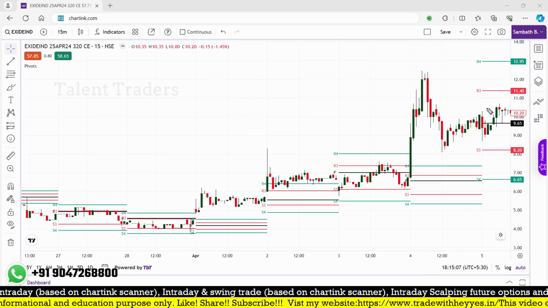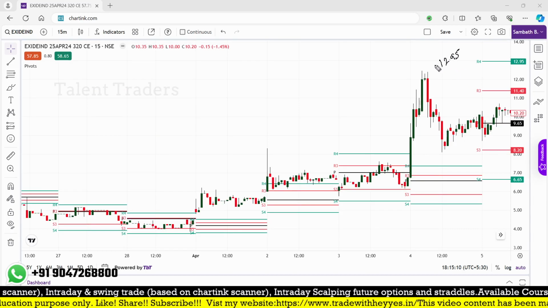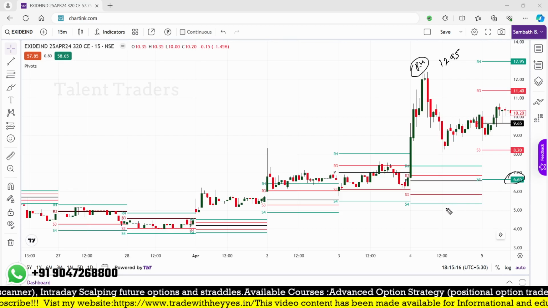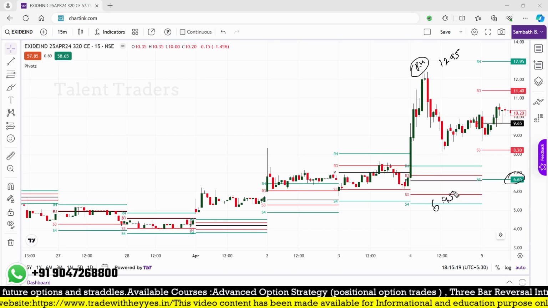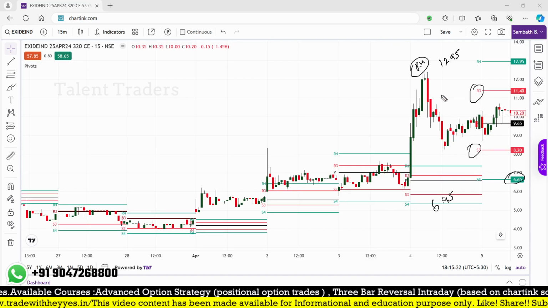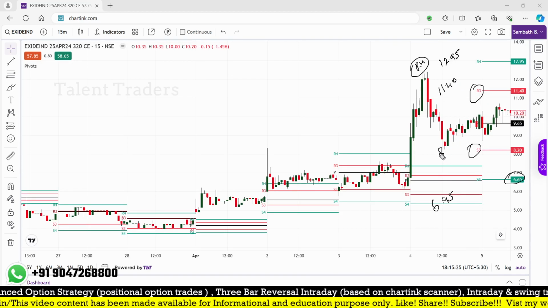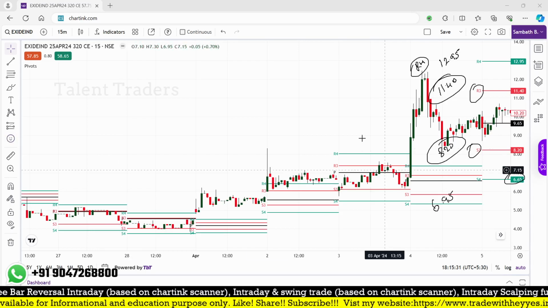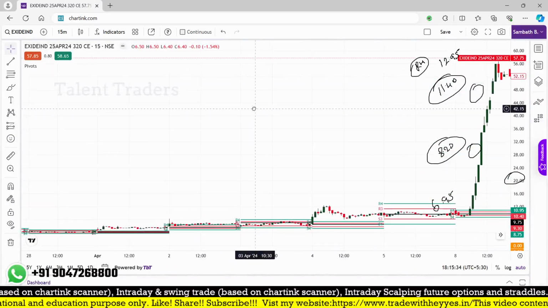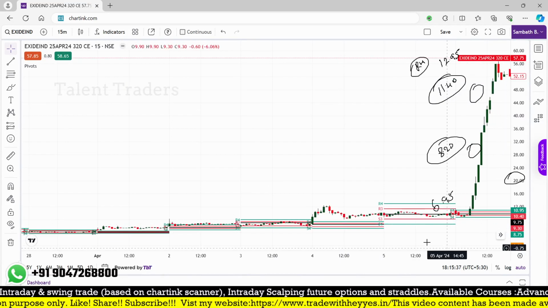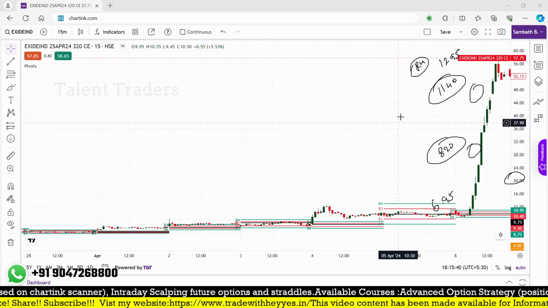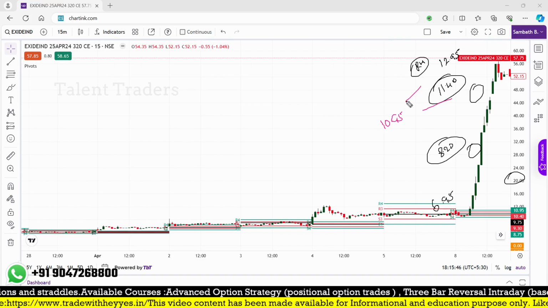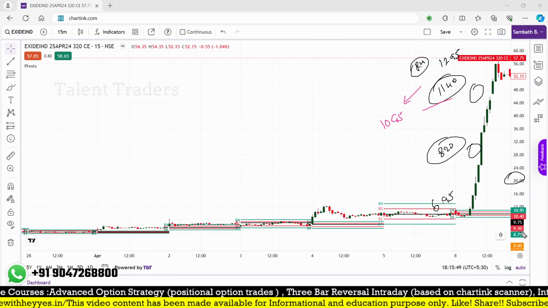In this case, the R4 level is 12.95, which I'll mark in this particular option, and S4 is 6.95. But the very important levels are R3 and S3, which are 11.4 and 8.2 in this option. If you move toward today's levels, you can see that today's R4 level is 10.95, that is, 10 rupees 95 paisa. So today's 10.95 is less than the previous day's.